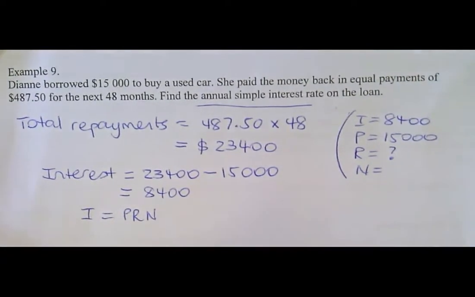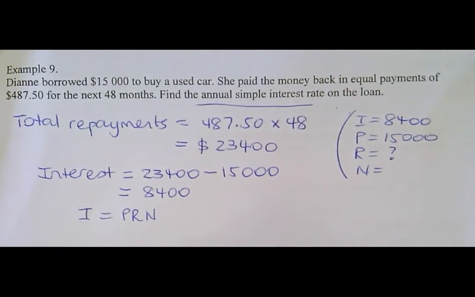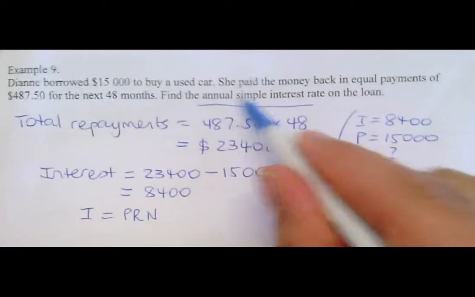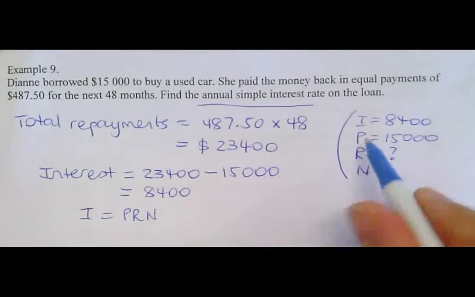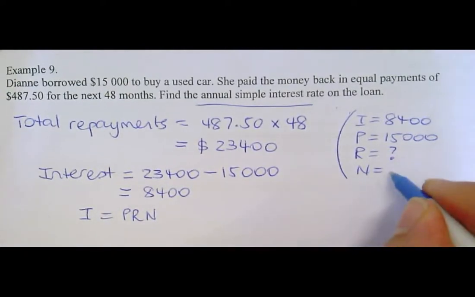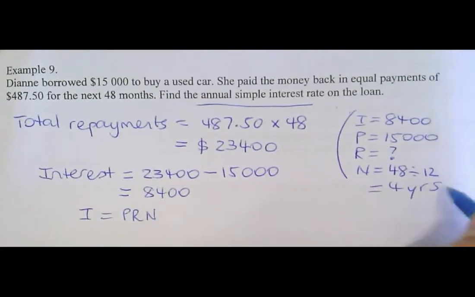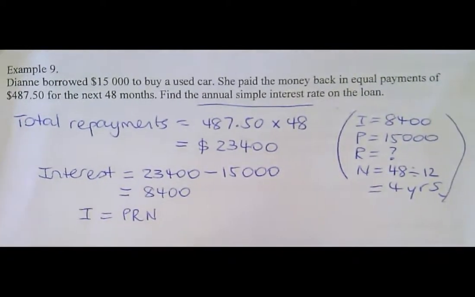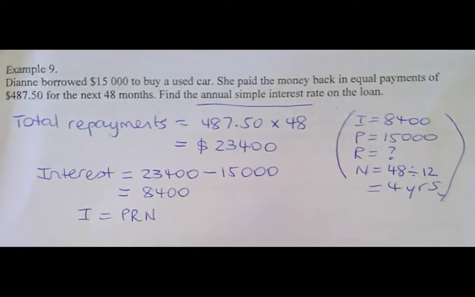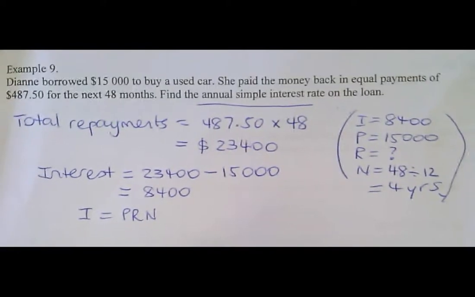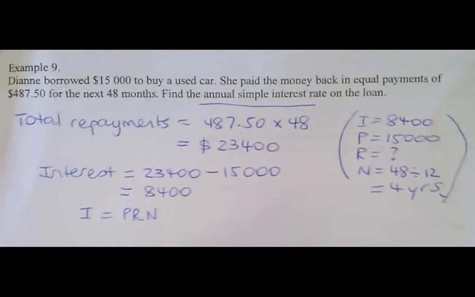The interest rate, that's what we're being asked for. N, girls. Well, it's 48 months, but they want the annual simple interest rate. They want the rate per annum. So my N needs to be per annum, which is 48 divided by 12. It's 4 years. Do you understand why? So R and N have to match. They have to be in the same units. Because you want the annual interest rate, that means per year, your N, your time periods need to be in years and they need to match.